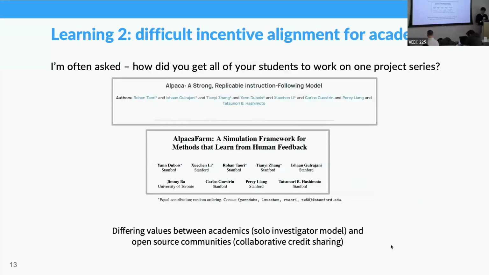Okay, so another thing that I learned, in addition to this product versus research artifact thing, is that I think academia is not very well designed to incentivize and align students, in particular, to work on large-scale collaborative open source projects.